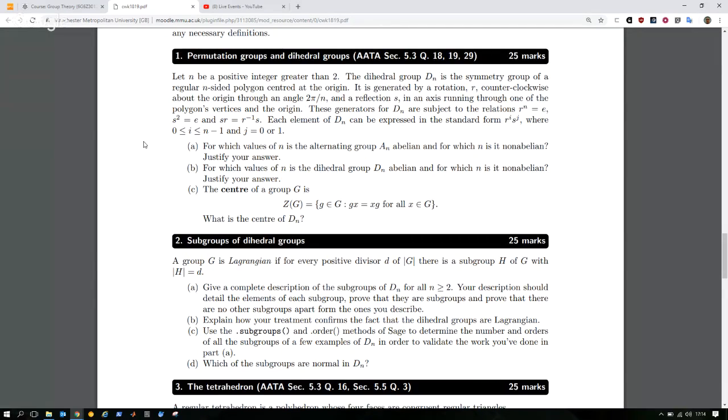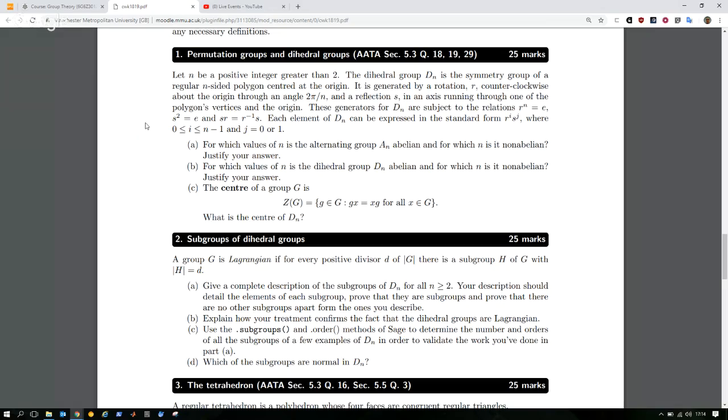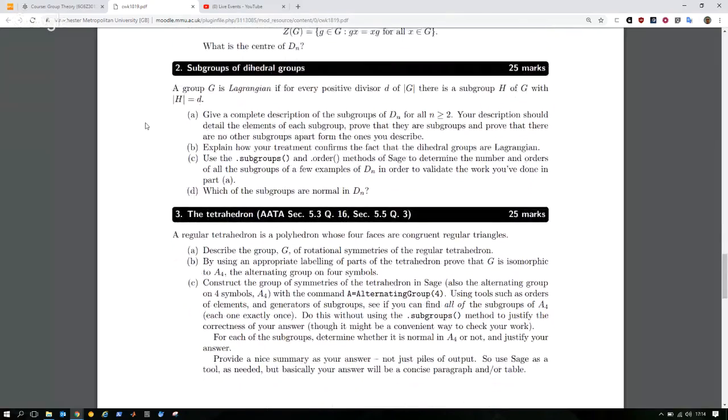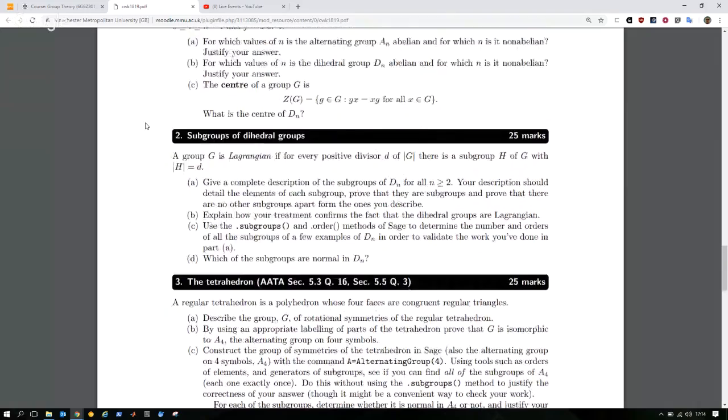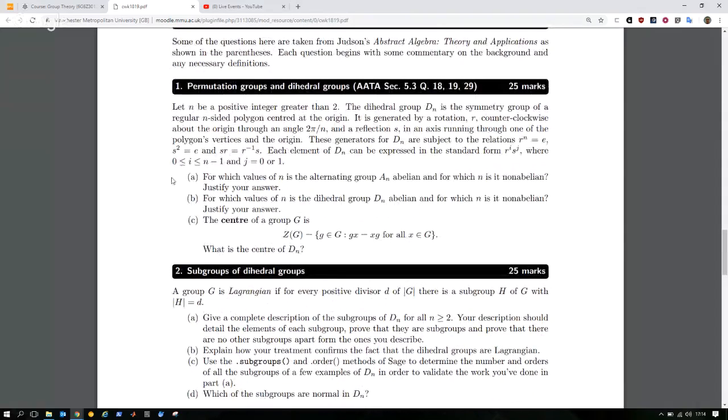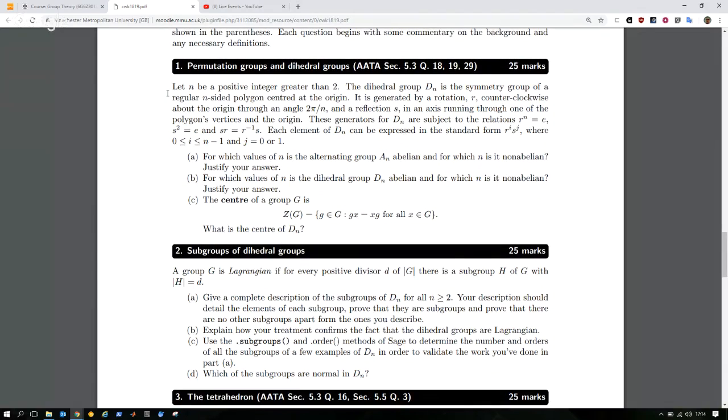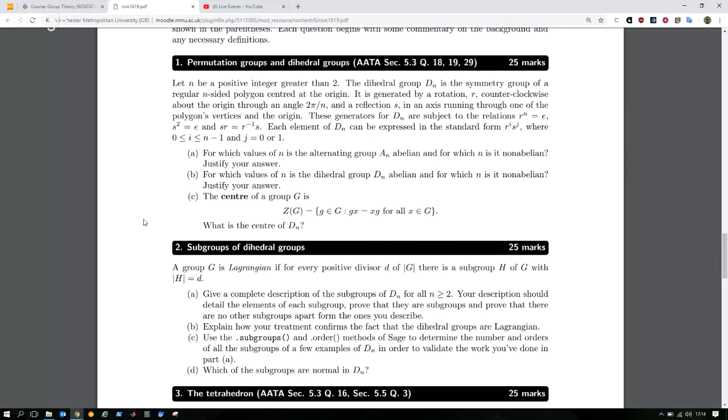Okay. So question 2 is kind of from me. And here we're looking at the dihedral groups. So the dihedral groups, you were reminded what they are in the introduction to question 1. That serves as an introduction to question 2 as well.